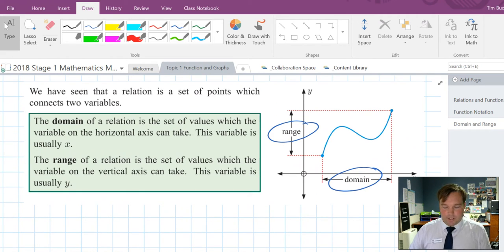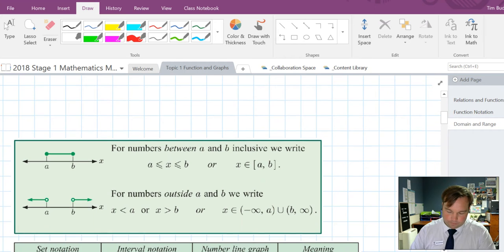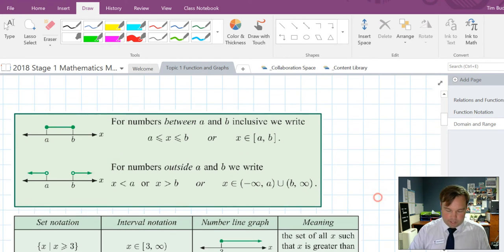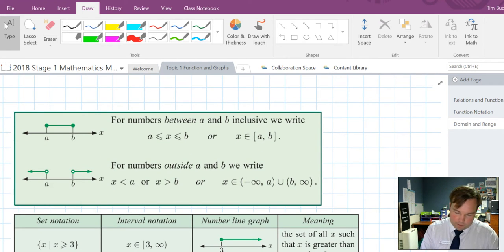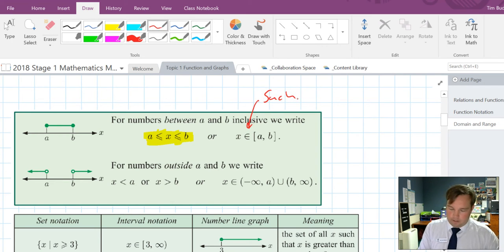Now, some notes on notation, because you won't have seen some of this notation before. There's two different types of notation. We can either use something called set notation, which uses inequalities like this. So, for example, this is x is between a and b. Or interval notation, which means that x, that little symbol means is such that, or exists in, a and b. Note here, square brackets mean we include a and b, whereas round brackets mean we do not include it.